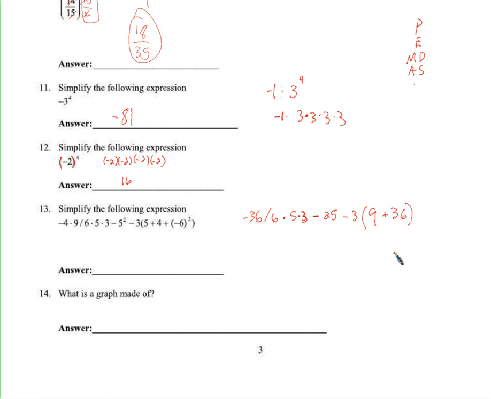Okay, so there's one step down. Negative 36 divided by 6. I just said we're going to work it from left to right, so we are going to do that first. Negative 6 times 5 times 3 minus 25. I'm not going to do 3 minus 25 because 3 is times 5, that comes first, so forget about doing that. I'm not going to subtract 3 from negative 25 because the 3 is multiplied by this parentheses.